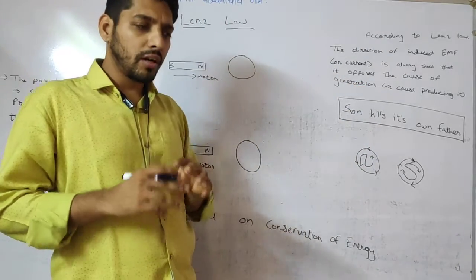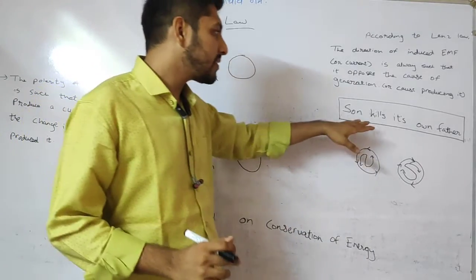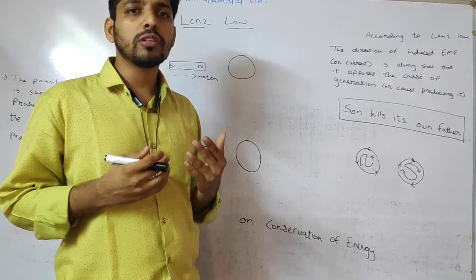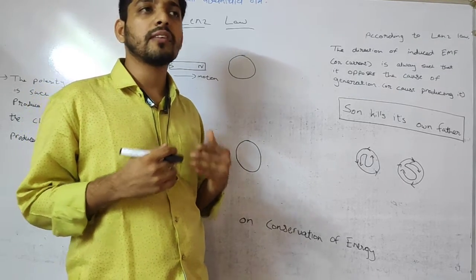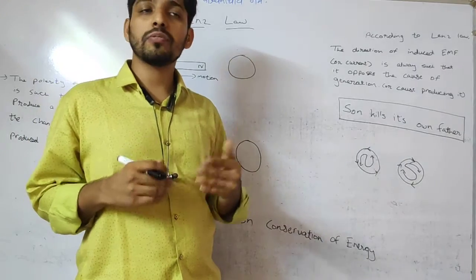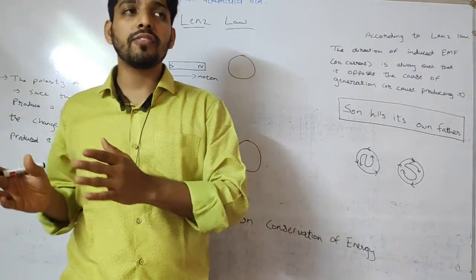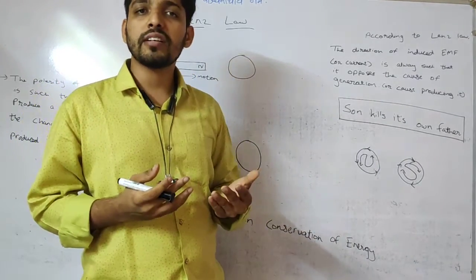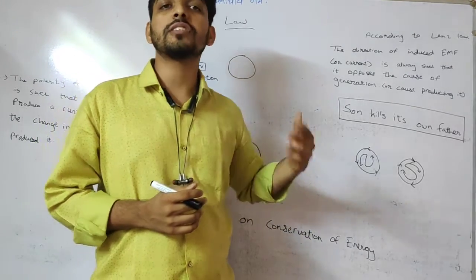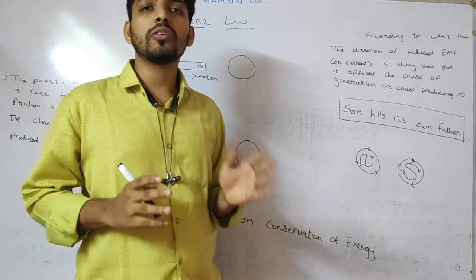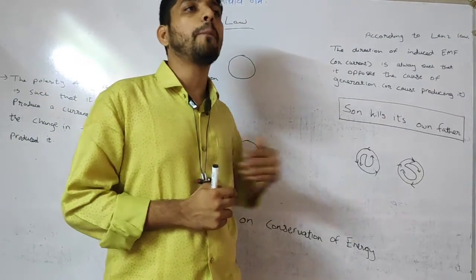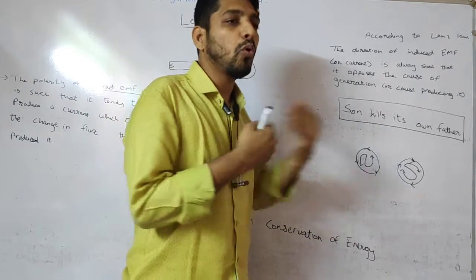In simple terms, if you want to understand it, the son kills its own father. What is induced EMF? Induced EMF is something that is produced due to change in flux. So what is the direction of that induced EMF or induced current? It will be in the direction that opposes the change in flux. It will not allow it to increase. It will try to reduce the change in flux, or oppose it. It means the son is killing its own father.